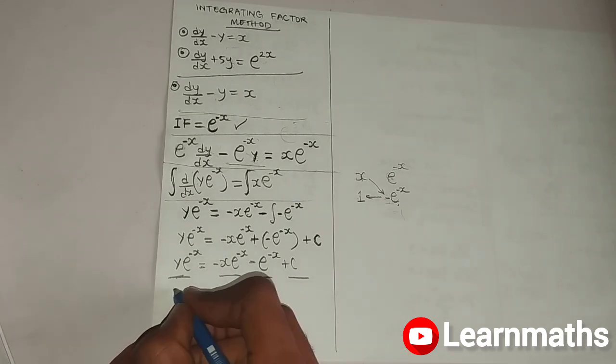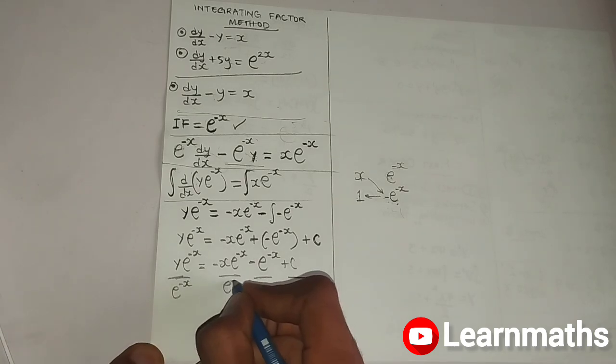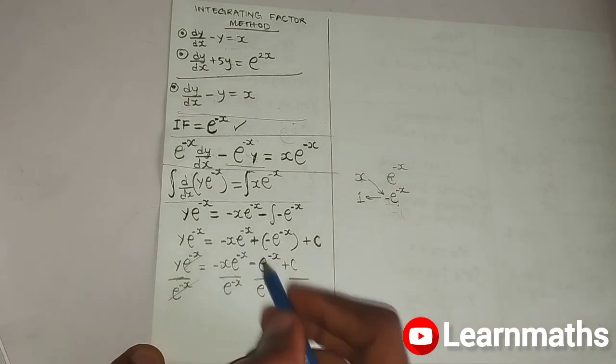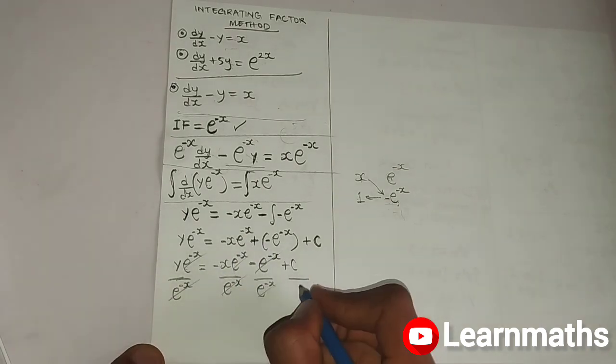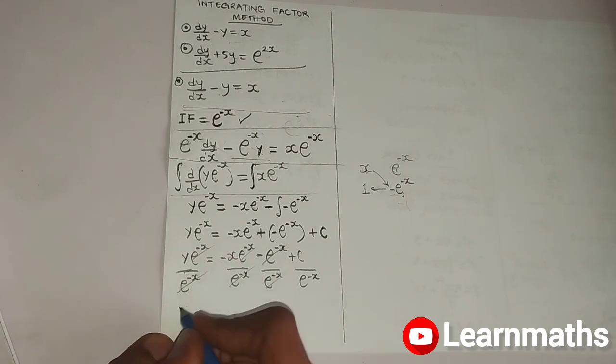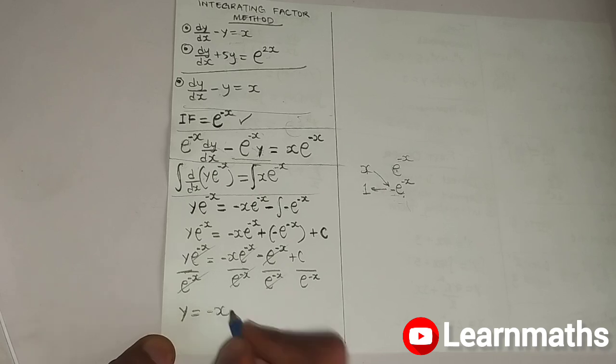I'm going to divide through with e negative x, right? E negative x, e negative x. So this cancels, this cancels, this cancels this. Okay, e negative x. All right, so our final answer is going to be y equal to negative x.